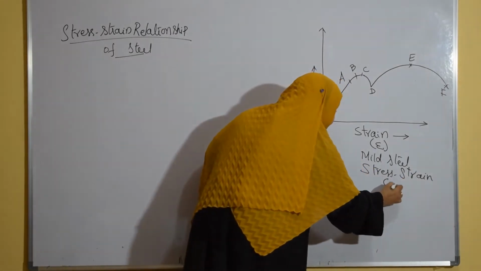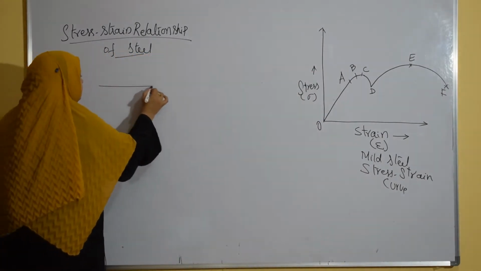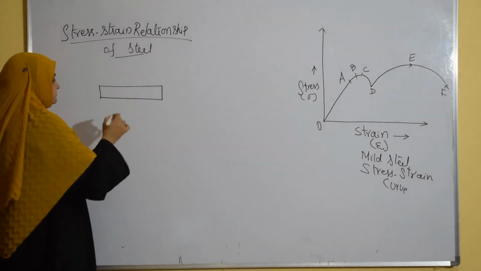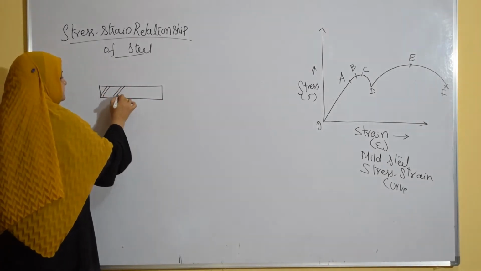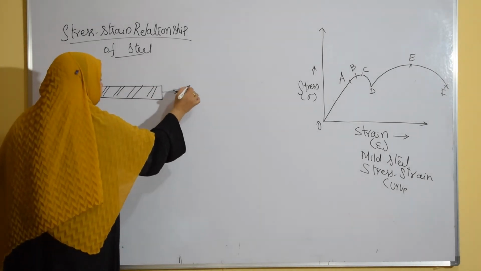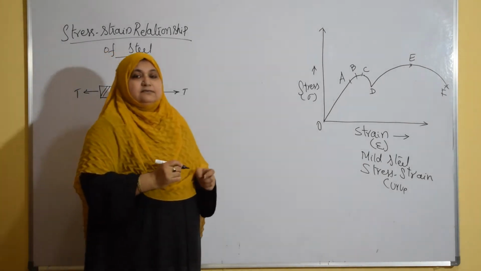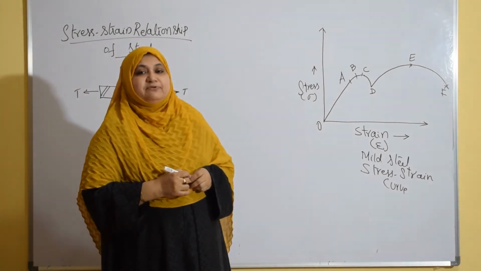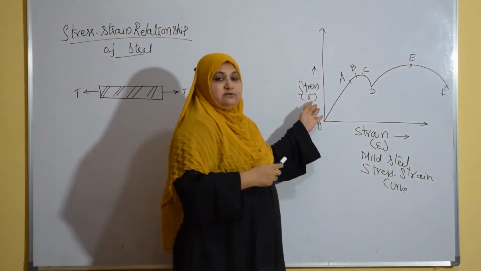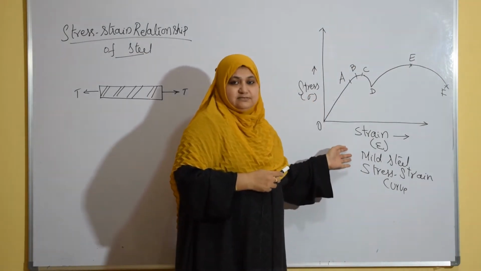Stress-strain curve. Fine. So what is here? What we are doing is on a steel bar. This is how I am representing a steel bar. Load is applied, and a curve is drawn between stress and strain. This is what we see when we draw a relationship between stress and strain of mild steel.